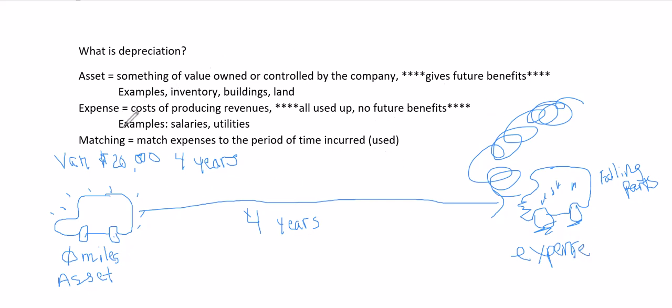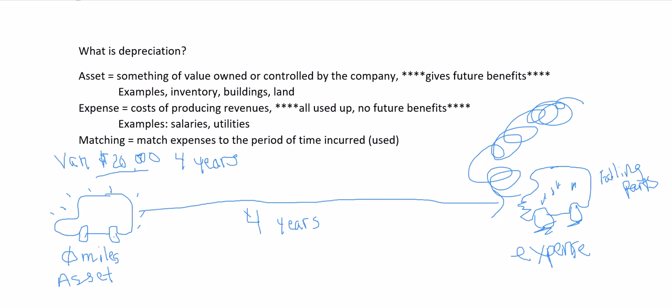So now let's go into that principle of matching. That $20,000 by the end of 4 years is an expense because it's all been used up. Was that $20,000 an expense the day I bought the van? No, because the van gave me future benefits. Is it an expense the day the van died? So we just expensed $20,000 on the day the van died? Well, that will violate the matching principle because we actually used that van over several years.